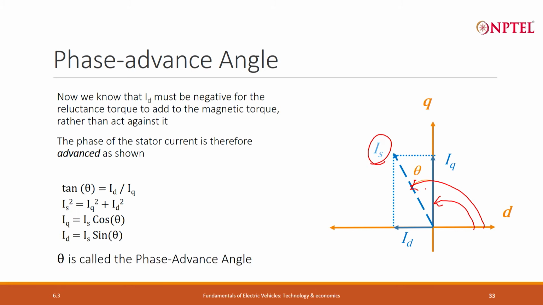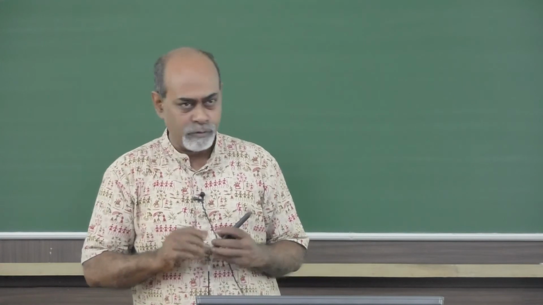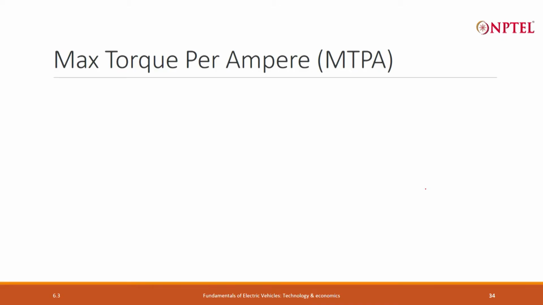So, this theta is a term which will keep on haunting us forever after when we are dealing with an IPMSM motor, because it is a very important metric in optimizing the performance of a motor. So, please remember what this theta is, and it is called phase advance angle. Based on this phase advance angle, what we understand is that if I change theta, if I increase theta, the magnetic torque will reduce, the reluctance torque will increase.